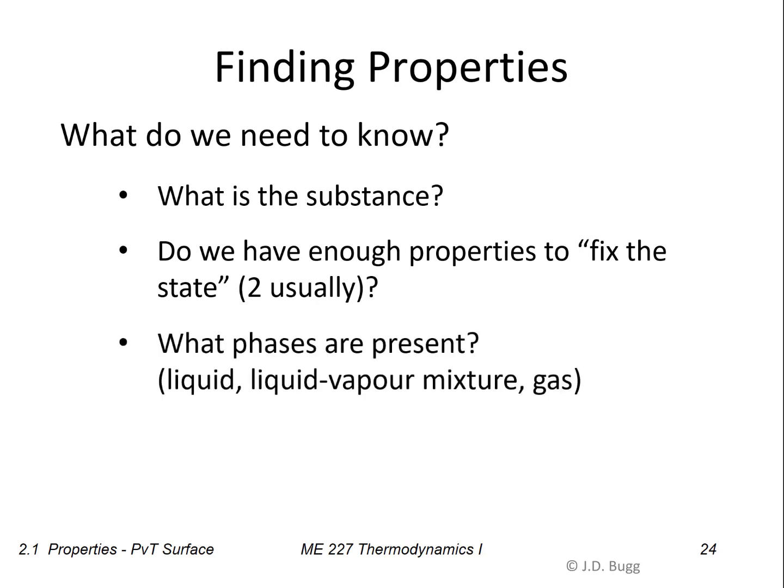The next thing that you want to concern yourself with is making sure you know what phases are present. Are you dealing with a liquid? Are you dealing with a liquid-vapor mixture, or are you dealing with a gas or vapor? Many times, if you find yourself having difficulty finding properties, it's because you've jumped to the wrong conclusion about whether it's a liquid, a mixture, or a vapor. You need to make sure that you figure out which of those three cases you're dealing with before you go into tables looking for properties.